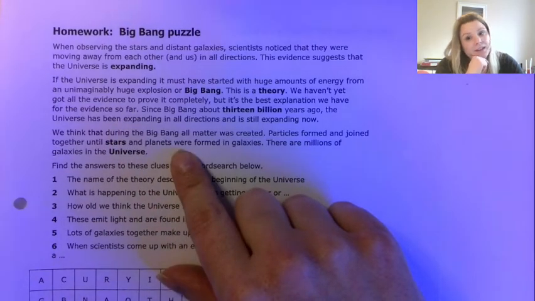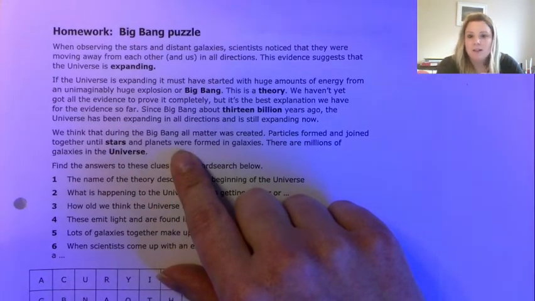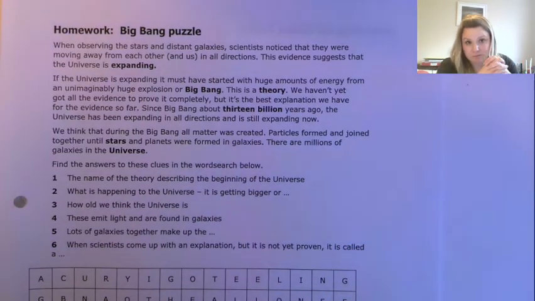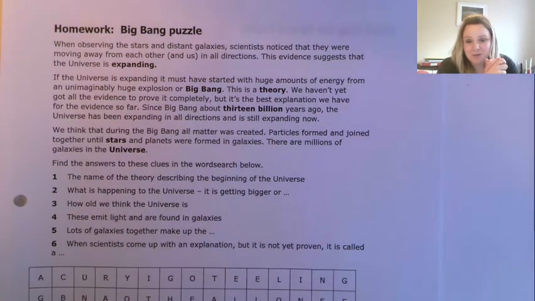So we think that during the Big Bang all matter was created, and that just means literally everything that we know, everything that we don't know, was all created during that Big Bang. Particles formed and joined together, and then eventually stars and planets were formed into galaxies. There are millions and millions of galaxies in the universe, which we talked a little bit about last day, when I was trying to get you to count those ones in that picture.